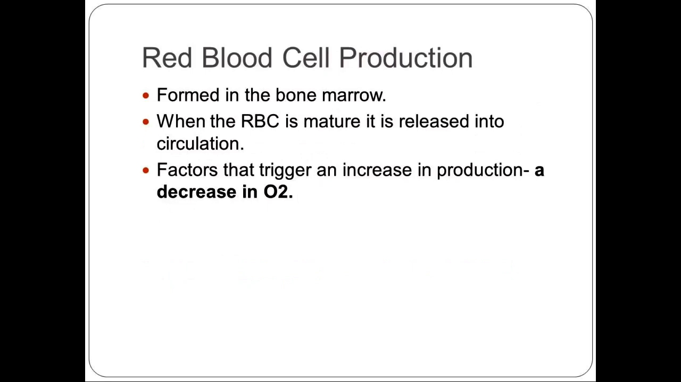Okay, so we're going to talk a lot about the red blood cells. The red blood cells are formed in the bone marrow, and when they're mature, they're released into circulation. In order to increase the production of red blood cells, it happens when you have a decrease in oxygen. So patients that are hypoxic, that would make them also increase the production of their red blood cells.